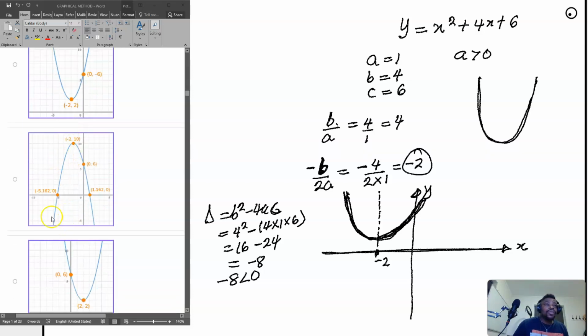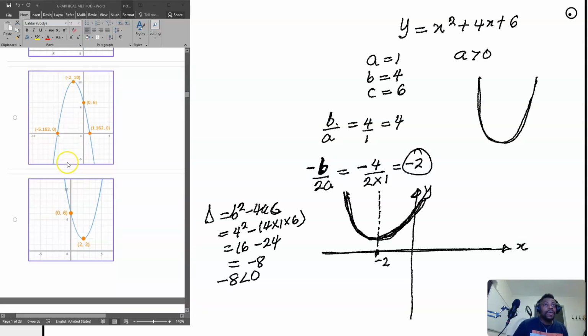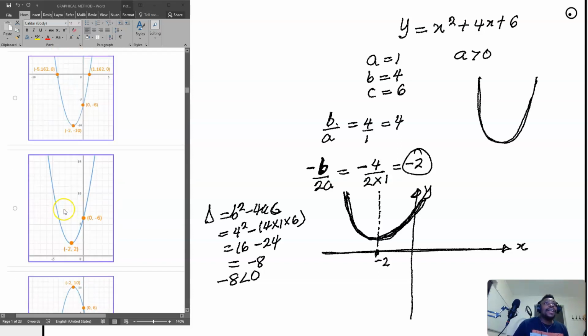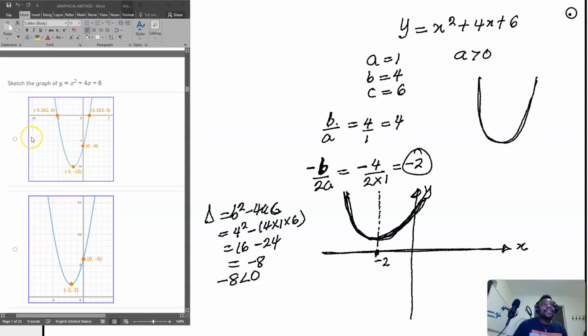Let's check this one. This one is closing up. So this is already wrong because our curve must open up. This opens up, correct? It's not cutting the x-axis, correct? But it is symmetrical at plus 2. So which is wrong because our curve must be on the left. So our answer here is option 1.